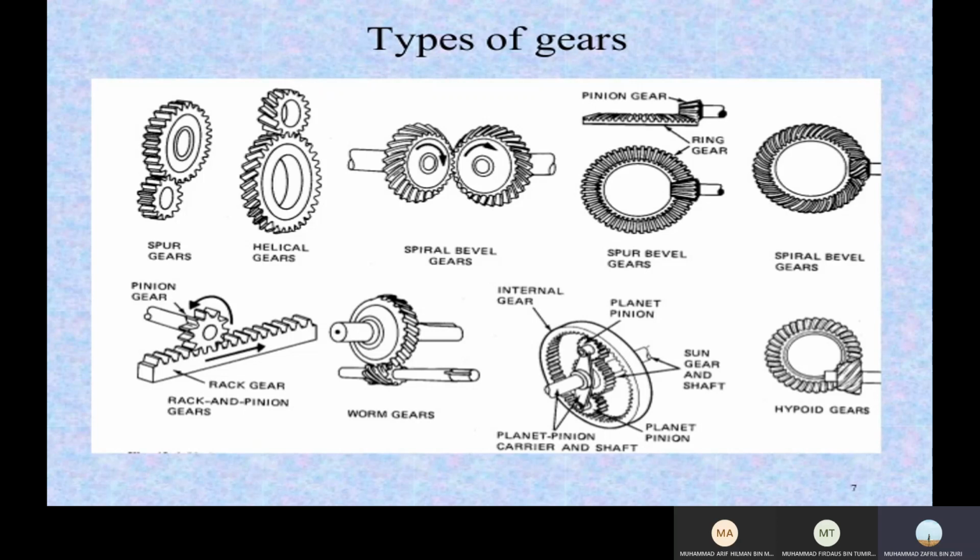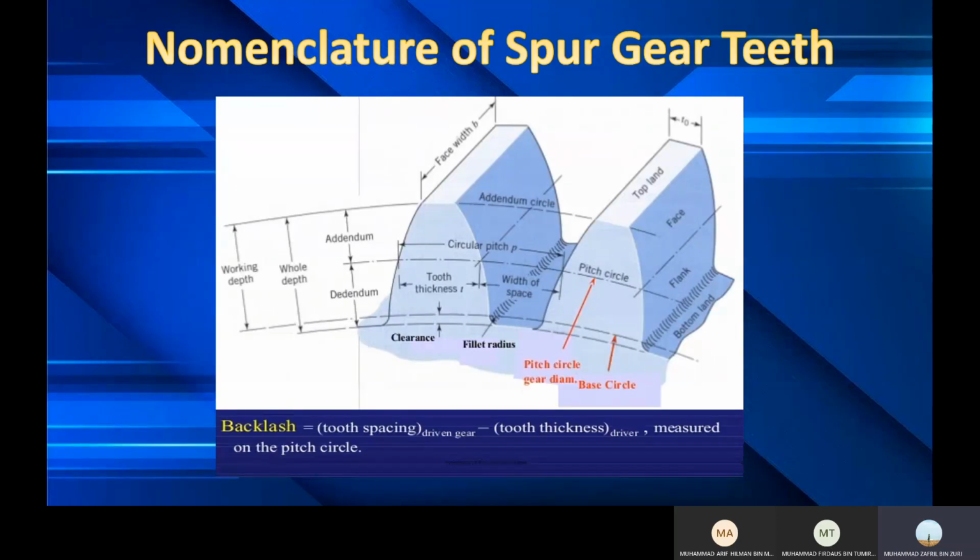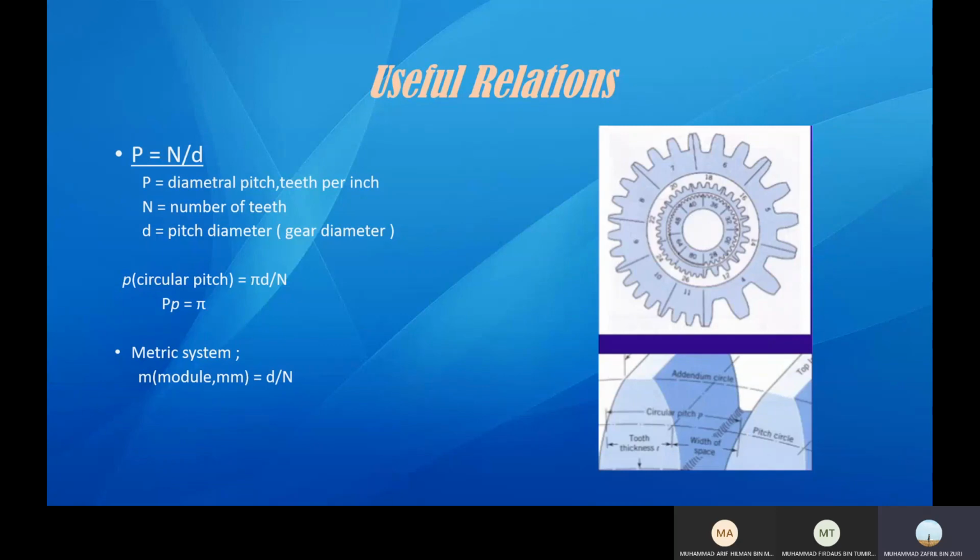Next, the nomenclature of spur gear teeth. We can calculate the backlash by using this formula: the tooth spacing minus the tooth thickness, and we can get the backlash. The useful relations. To calculate the diametral pitch, teeth per inch, we can use this formula P equal to N over D, where P is diametral pitch, teeth per inch, N is number of teeth, and D is pitch diameter.